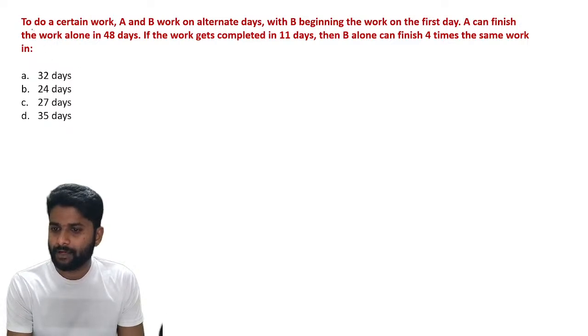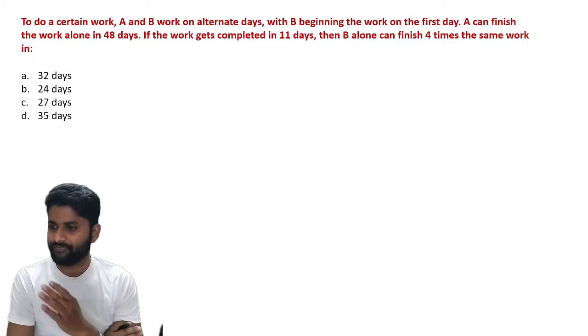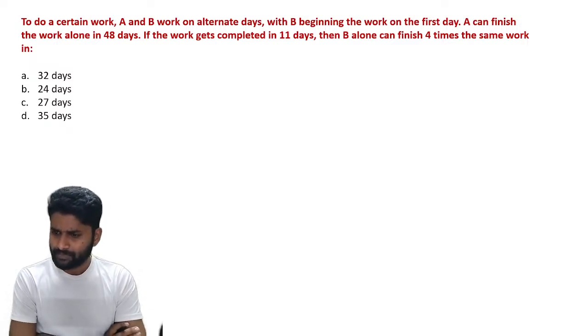Now see, to do a certain work, A and B work together on alternate days, beginning with B, and B starts from day 1. A alone can finish the whole work in 48 days. If the work gets completed in 11 days, and B alone can finish the same work in a certain number of days, 4 times.